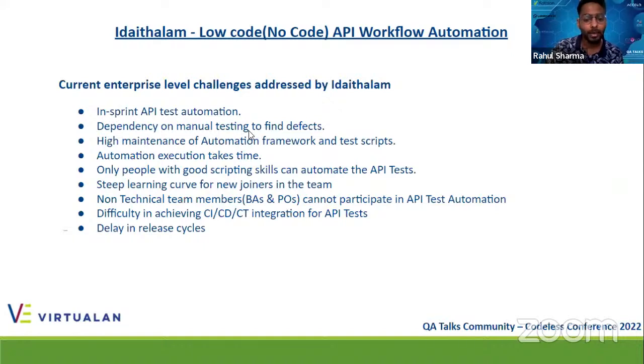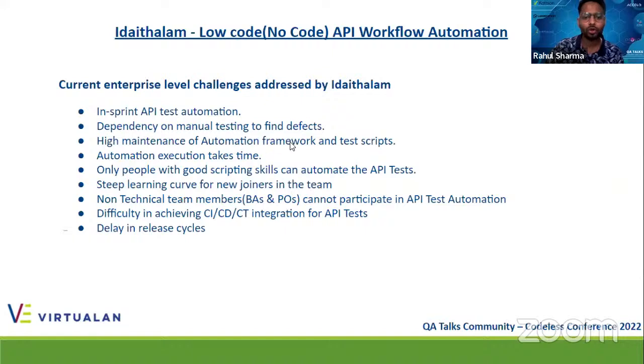Dependency of manual testing to find the defects. So basically, people are still doing test automation, but if you ask them how many defects they find through automation, you will get that the automation is capable of finding the defects. Anyways, people have to rely on manual testing to find the defects. So basically, we have to make use of more test API automation.